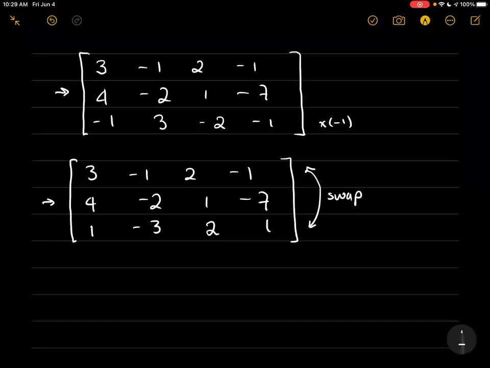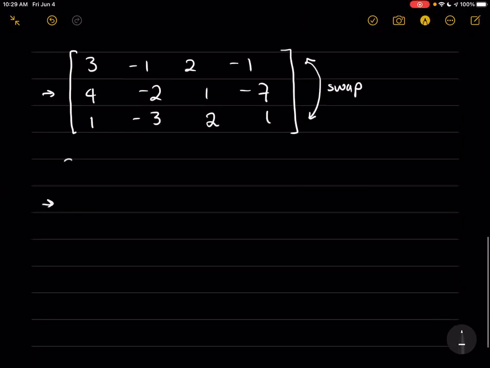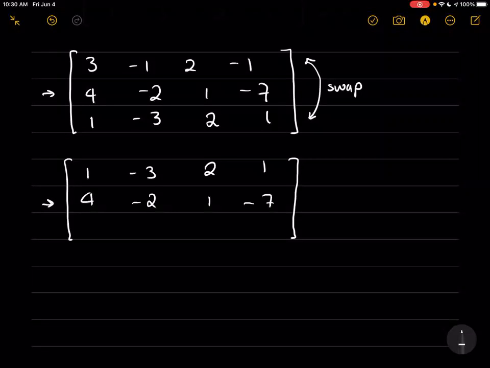By the way, you don't have to annotate the edges of matrices the same way I do. There are other alternate formats of illustrating elementary row operations. You're welcome to use those. I just use these because they make the most sense to me personally. But you're welcome to use whatever makes the most sense to you and is correct. Okay, so if we swap those two, we get 1, -3, 2, 1 on the top now. I'll move that row down to the bottom.